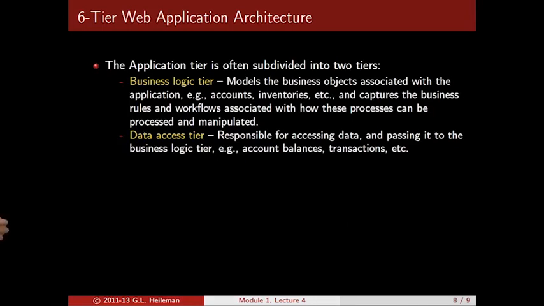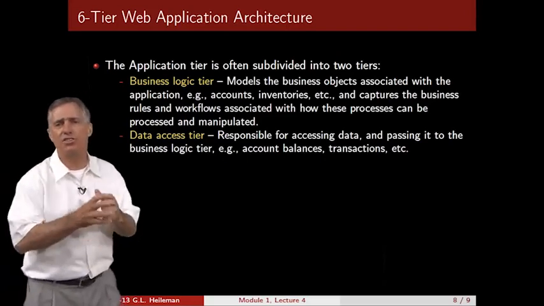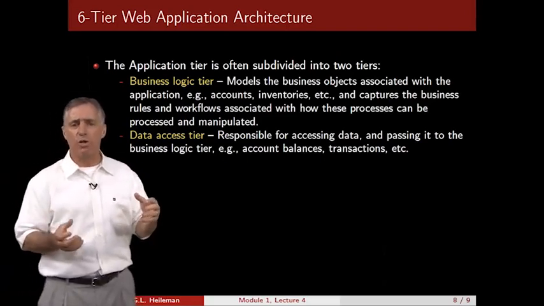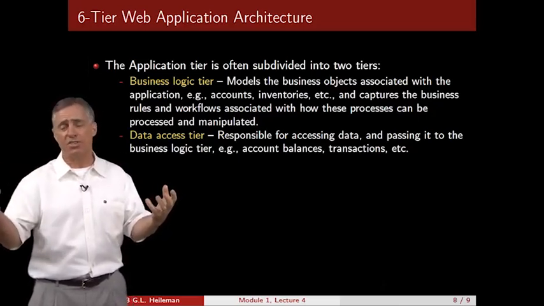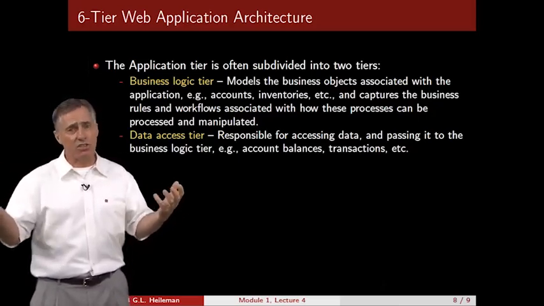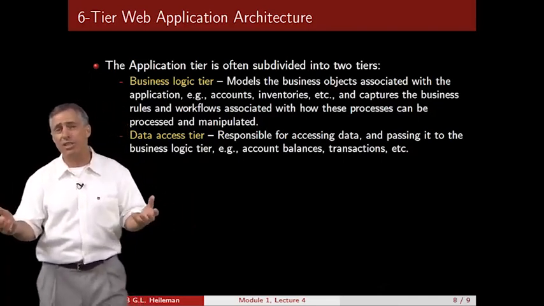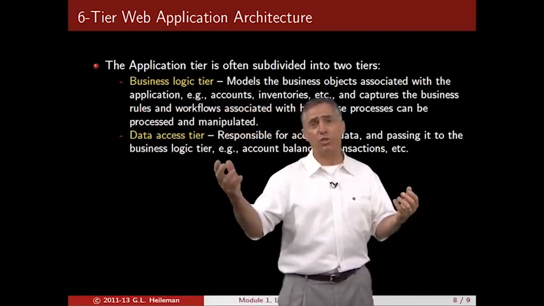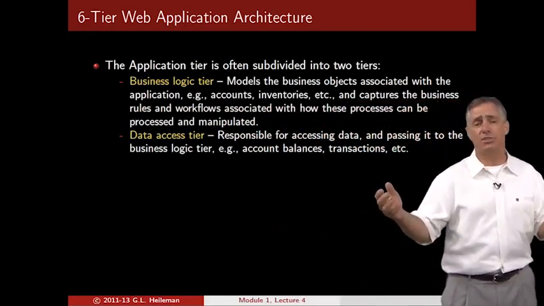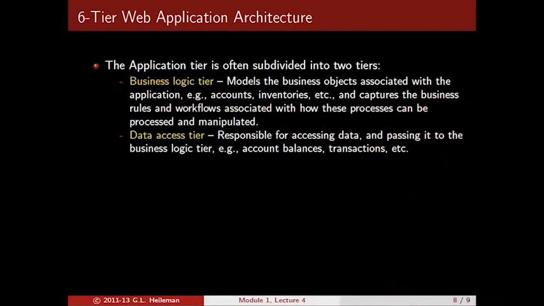So what's the advantage of breaking this application tier into two pieces? If we put a data access tier between the business logic and the database, it means that we can change the database. And we're going to see that in the Ruby on Rails applications that we're going to build. There's a data access tier that allows us to switch out the database and use a different database. So this is, again, some of the advantages that we've already discussed for three-tier or n-tier architectures.